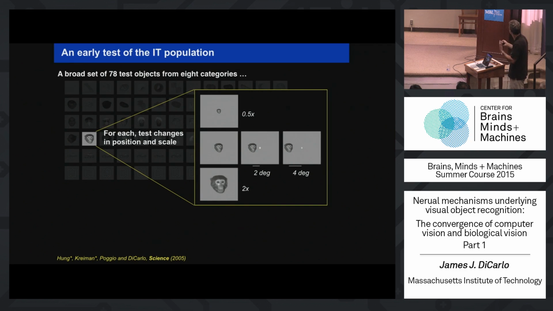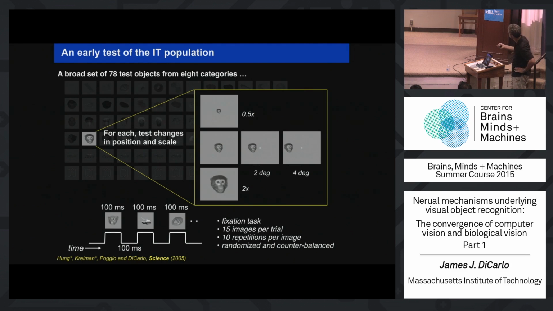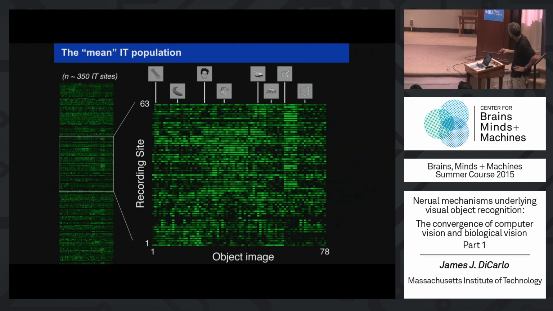We moved them across position and scale, and we collected the responses of a bunch of IT sites to all these different visual images. And we showed them, as I just showed you, for 100 milliseconds. This is this core recognition regime where we're just showing them for 100 milliseconds, and then we show another one, and they're just randomly interleaved. From this, you can get a population set of data where we recorded 350 IT sites. Here's a sample of 63 sites. This is 78 images. The mean response here is the mean response to an image. These are 78 of the images we showed.